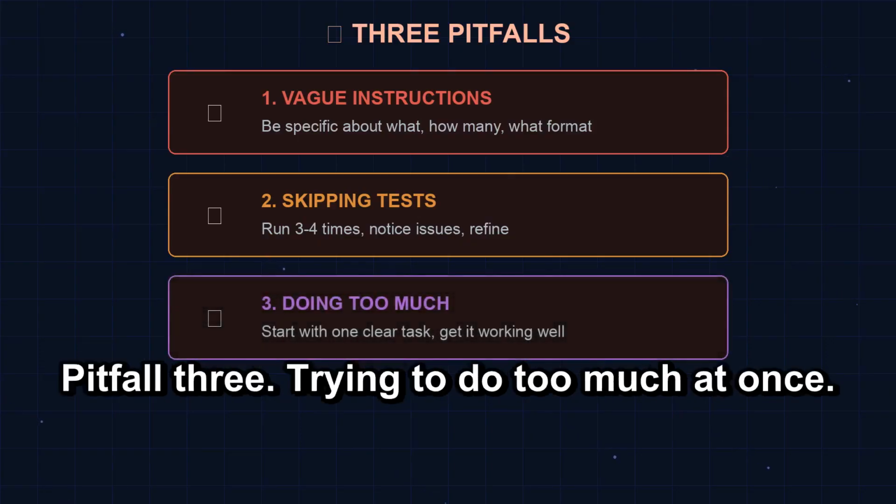Pitfall 3, trying to do too much at once. Start with one clear task. Get that working well, then expand. Do not try to build an agent that researches, writes, edits, publishes, and does your taxes all at once.